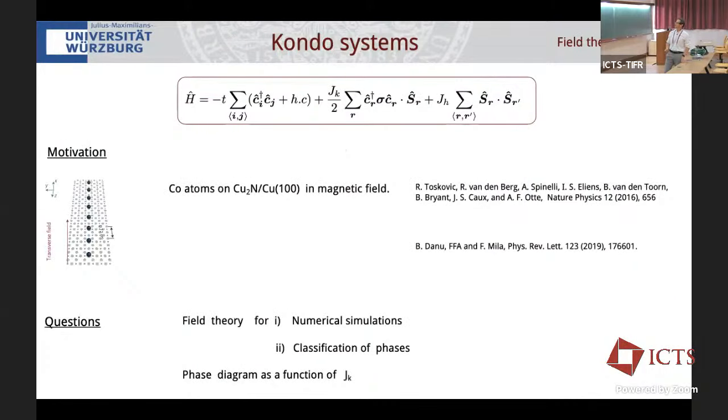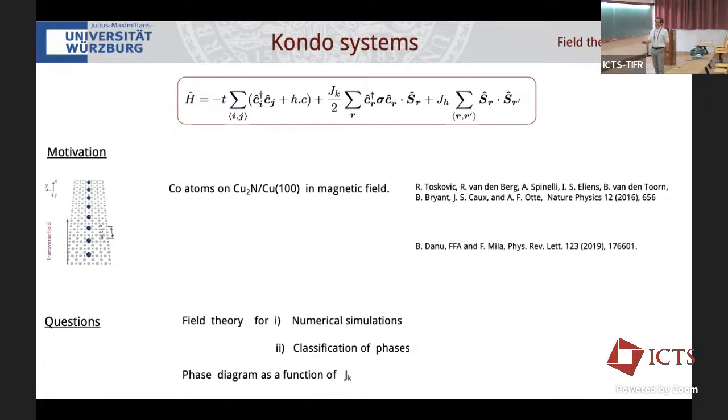Okay. So this is the experiment which motivated us. This experiment was done in Delft, and what they can do is really remarkable. They have cobalt atoms on a copper 100 surface, and there is a decoupling layer, a small insulator between the 2D metal and the cobalt atoms. So these form Kondo type atoms, if you want. I won't go into the details of the experiments.